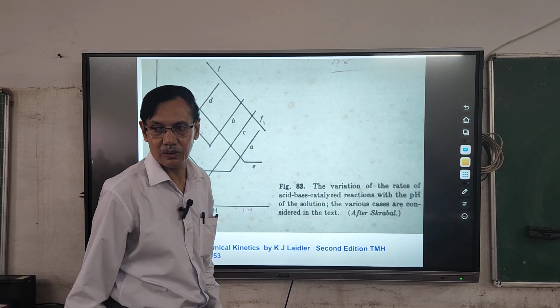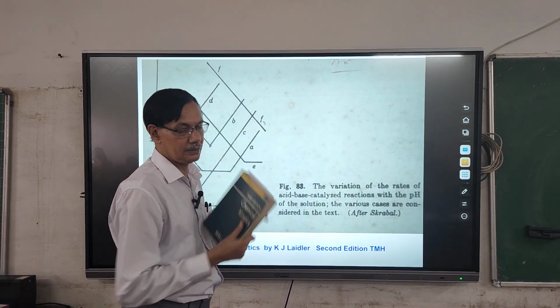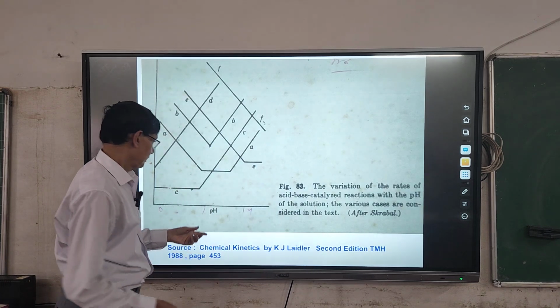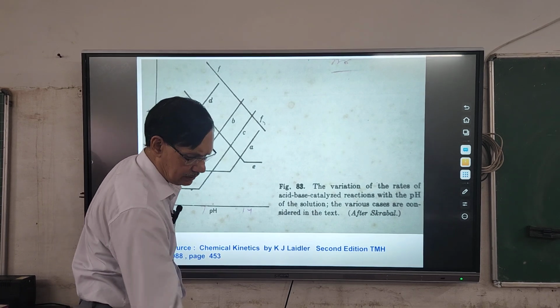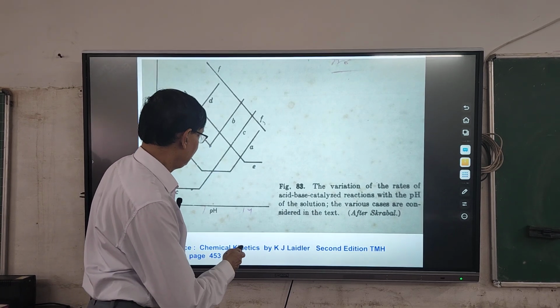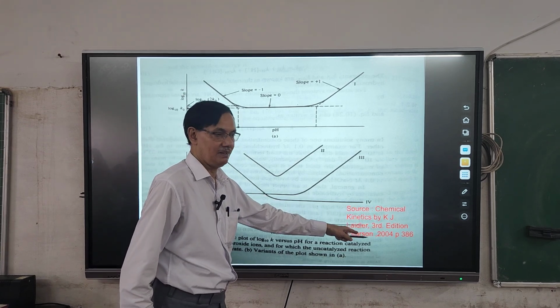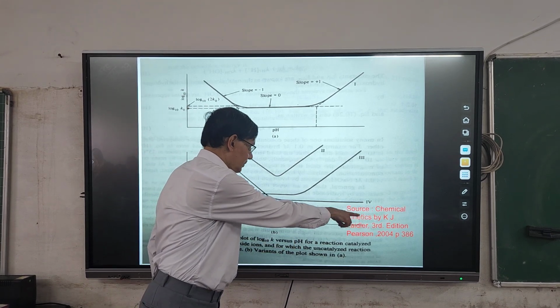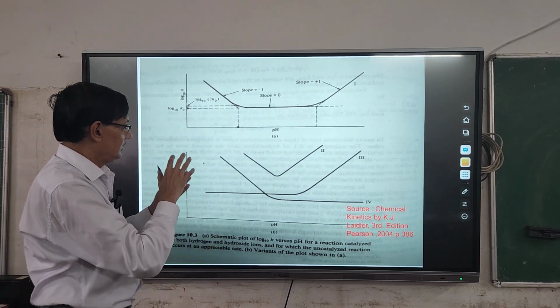Edition of the book is very important. You see, this is the third edition, and this is the second edition, I think from 1983 or so. I am just giving two plots, both taken from Laidler. One is from the third edition and this is the second edition.